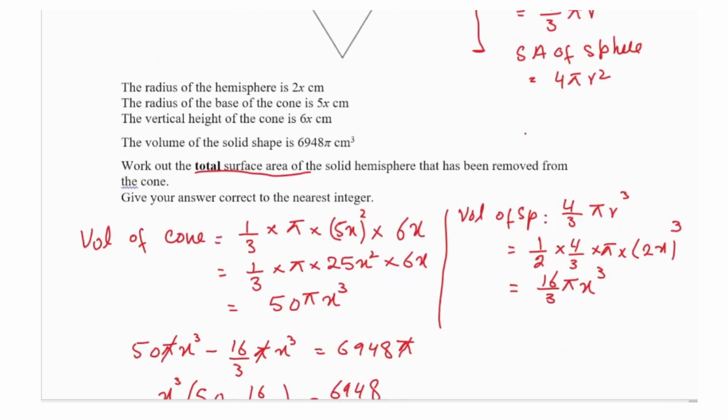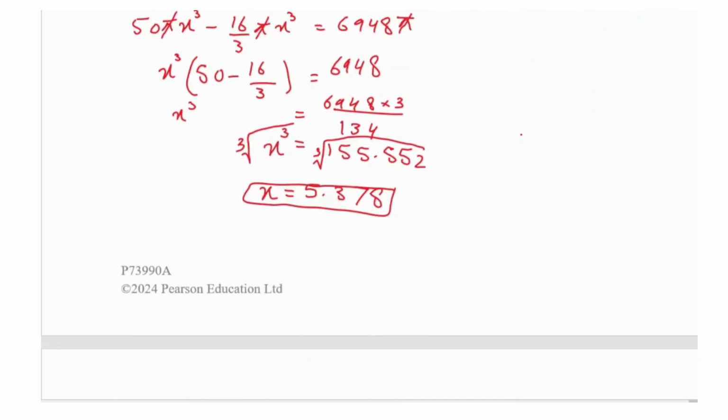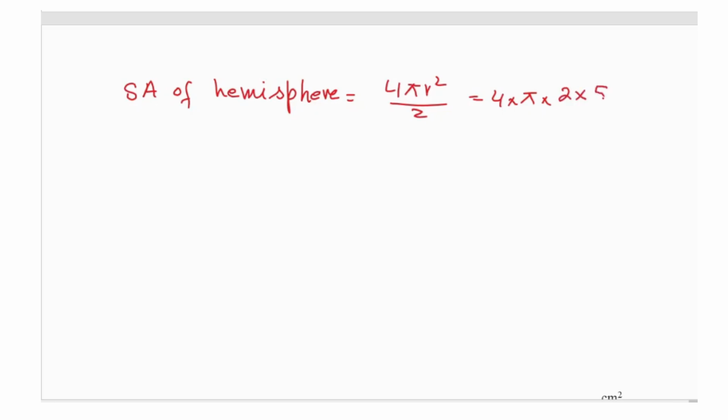The surface area of a sphere, what's the formula? 4πr². So let's write down here: the surface area of the hemisphere is equal to 4πr², then divided by 2. So what we will get here is 4 times π times r, where this is a hemisphere, so we use 2 times the x value, 5.378, and then divided by 2. So we will end up having 726.927. This is the curved part surface area.